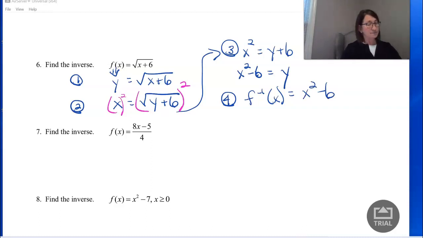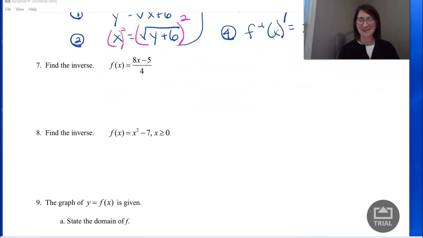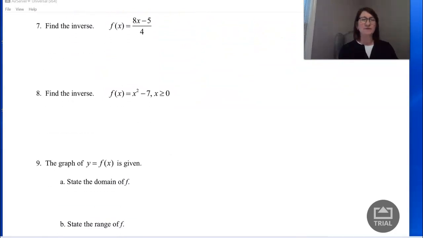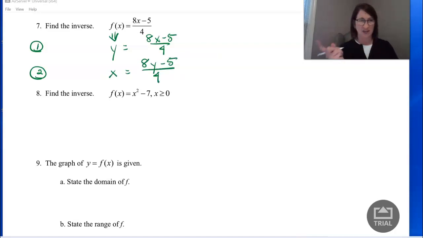All right. So now what I want to do is the next problem. Let's do this one in green. So I'm going to find the inverse. First thing that I want to do is change the f of x to y. So y is equal to (8x minus 5) over 4. Now I'm going to interchange x and y. So x is going to come out, y is going to go back in that numerator. I just did a little flip, interchange.